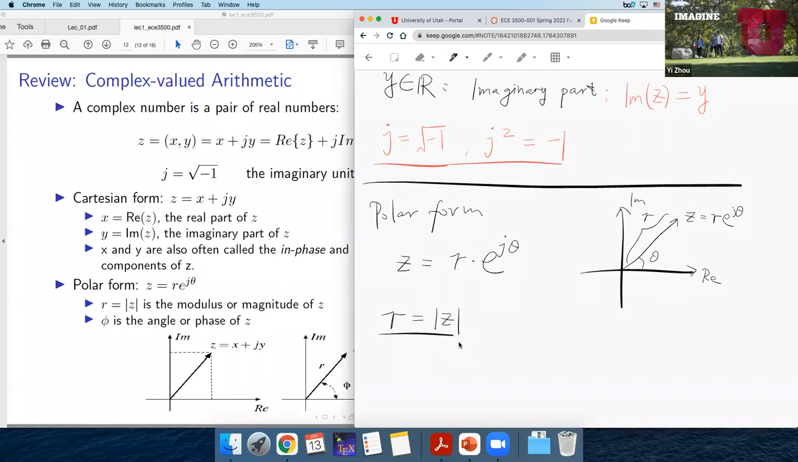This operation stands for absolute value for real numbers, right? We know this, the absolute value of a real number. But for complex numbers, it stands for the magnitude. So this part must be non-negative because it corresponds to the magnitude. The other part is theta, which indexes this angle. The range for theta should be the standard range 0 to 2 pi.